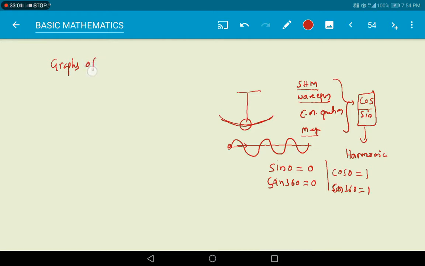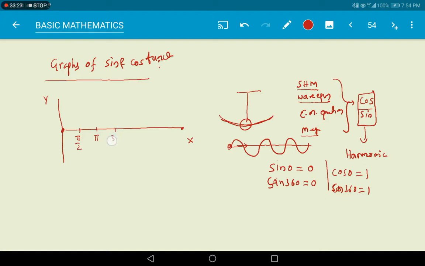So, graphs of sine and cos functions. I am drawing the sine function first. I am taking the values along the x-axis: pi by 2, pi, 3 pi by 2, 2 pi. So after 2 pi, what happens? The particle is repeating its path again.